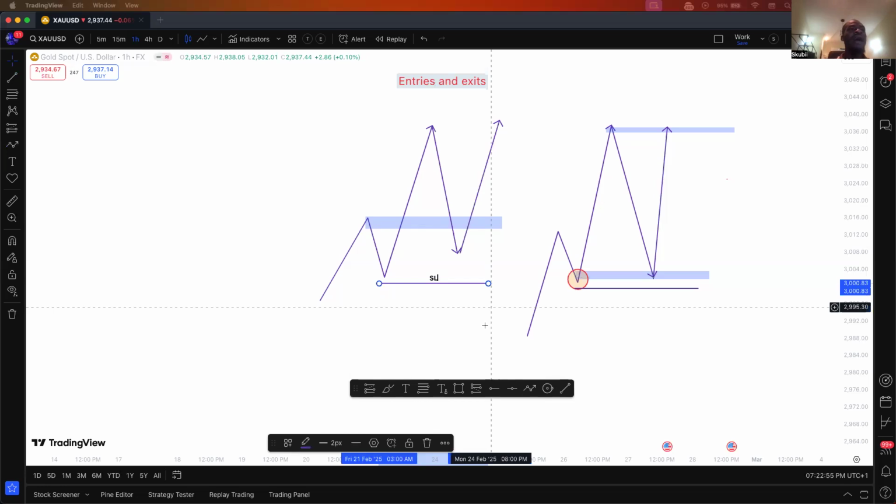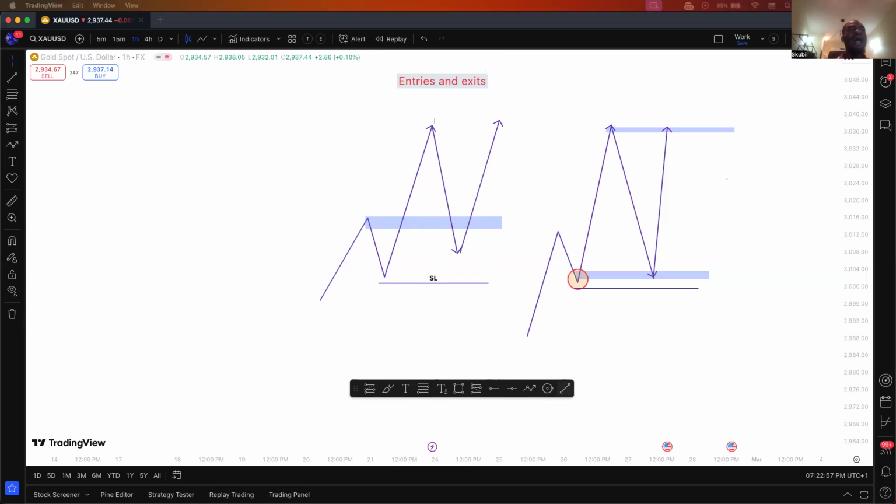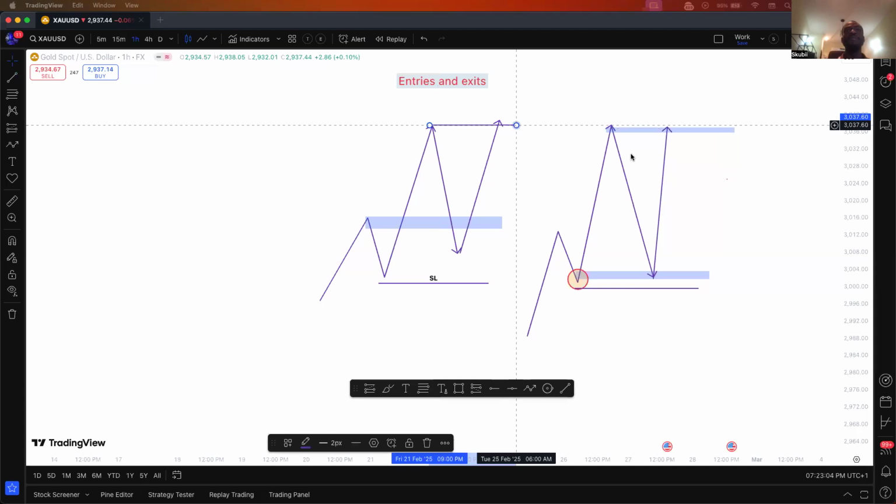SL. And then our take profit is going to be at this whole resistance level here. That's where our take profit is going to be. Same thing with this one. It's just the entries that changed. Do you guys get the idea? So our take profit is going to be up here.